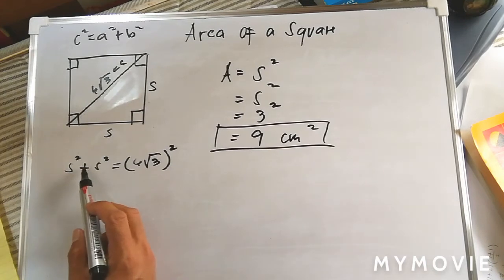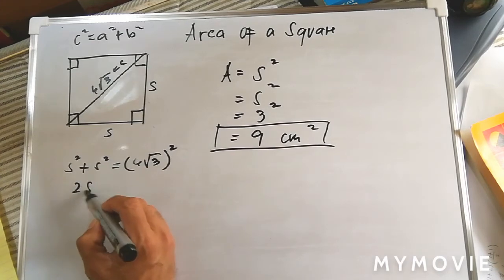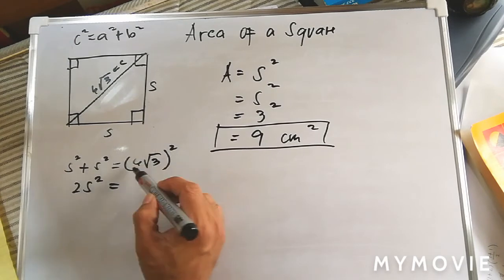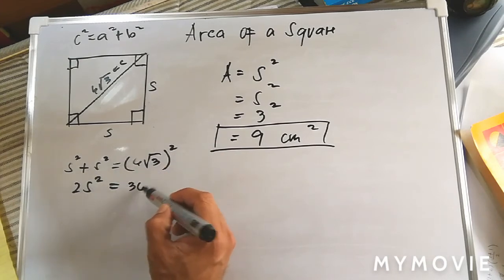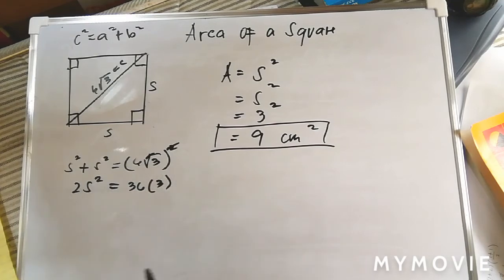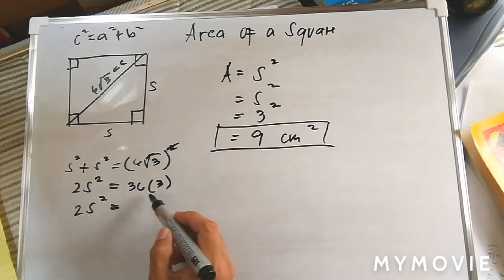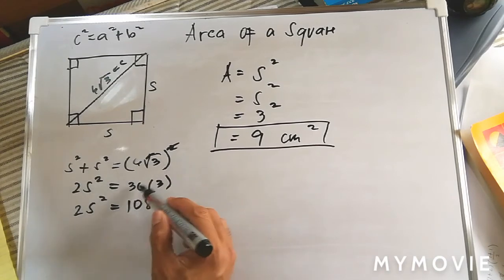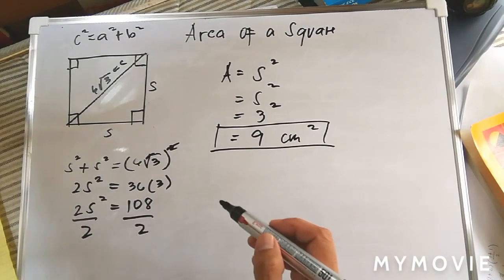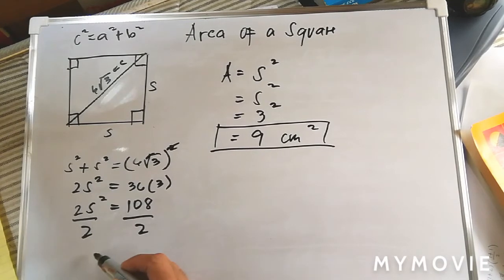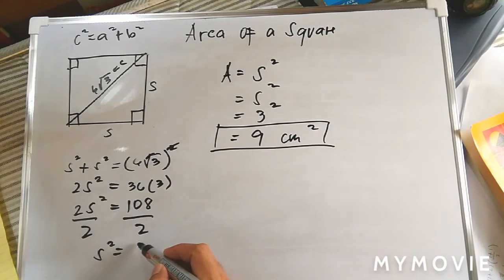Since these two terms have the same power and coefficient, we can now add them. That is 2 s squared. Then we substitute the square: 6 times 6 is 36, and the square root of 3 squared cancels, so we have 3 remaining. So 36 times 3 is 108. We still have 2, so we're going to divide by 2. That is 54. So s squared is equal to 54.